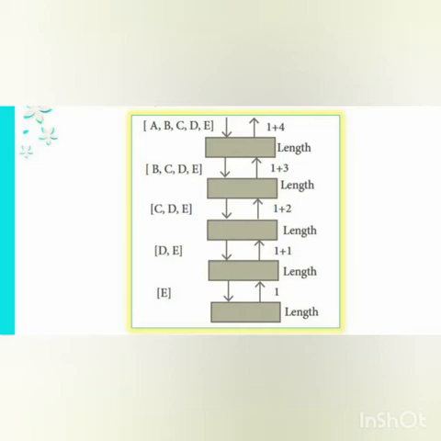Then it reaches the previous person. Then 1 plus 2 is equal to 3. Then it reaches the previous person, 1 plus 3, and finally 1 plus 4 is equal to 5. So the input is reduced 1 by 1. At last E produces the output 1 to D, then to C, then to B and then to A.